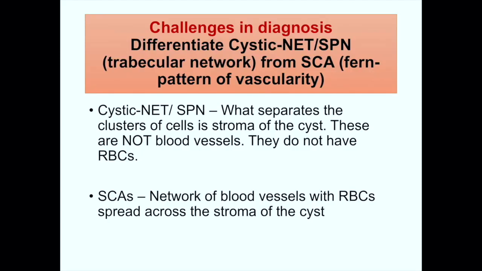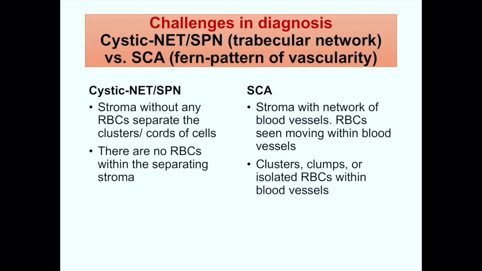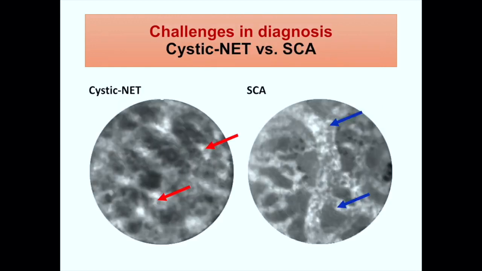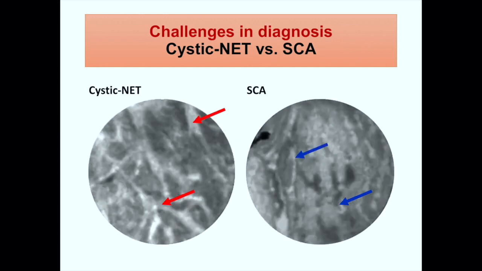The next challenge is differentiating cystic neuroendocrine tumor or pseudopapillary neoplasm, which shows the trabecular network, from the typical fern pattern of vascularity seen in serous adenoma. In the trabecular pattern, what separates the clusters and groups of cells is the stroma of the cyst, whereas in serous adenoma, it's a network of blood vessels, and in this network of blood vessels, you tend to see multiple floating RBCs. Moreover, in serous adenomas, within these blood vessels, you occasionally see clumps of RBCs as well.